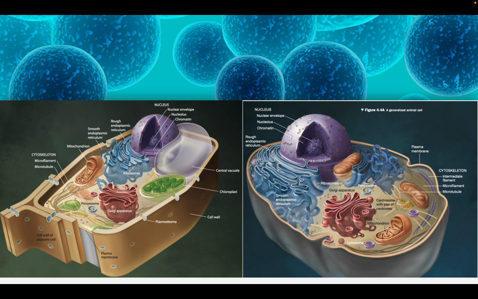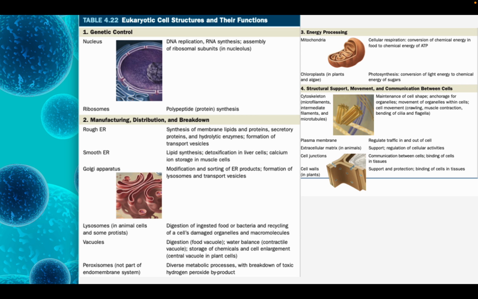So the presence and arrangement of organelles can vary among different types of eukaryotic cells to suit their specific functions and requirement. So now we will have the table showing the summary of the functions of different organelles.